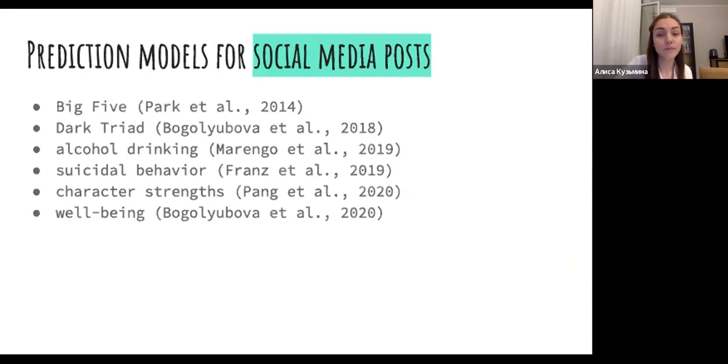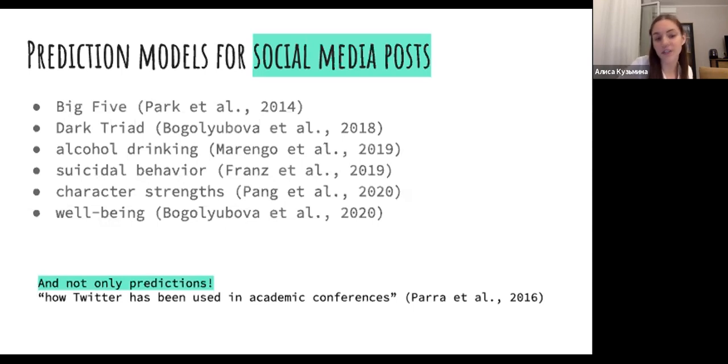And moreover, not only predictions, but also, for example, how Twitter has been used in academic conferences. So we can see that social media is a really good source for psychologists, and it can be not only a source of data, but also an object for your study by itself. And I think that it is more about cyber psychology.